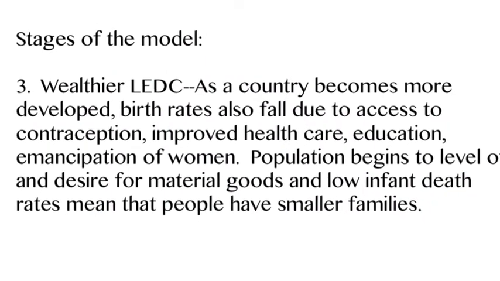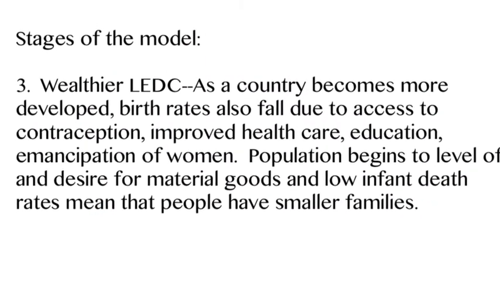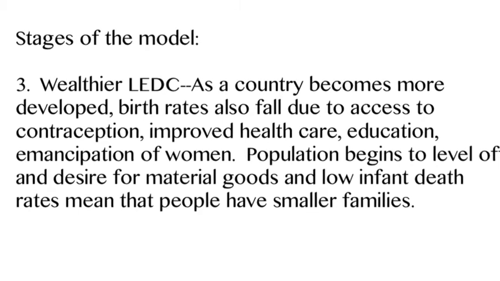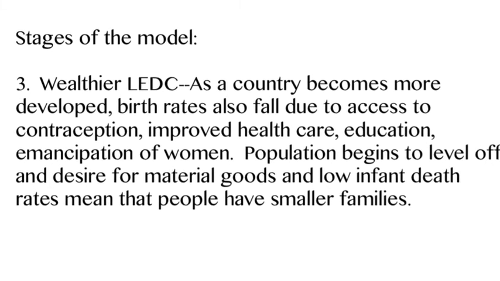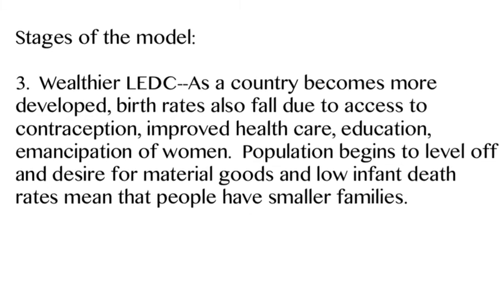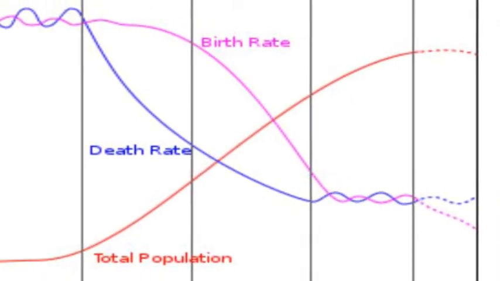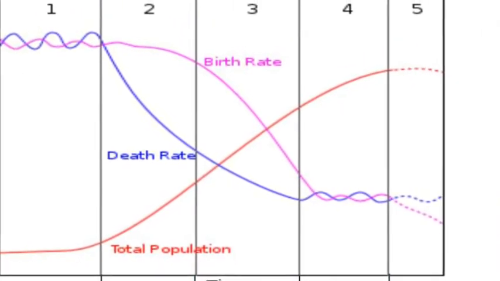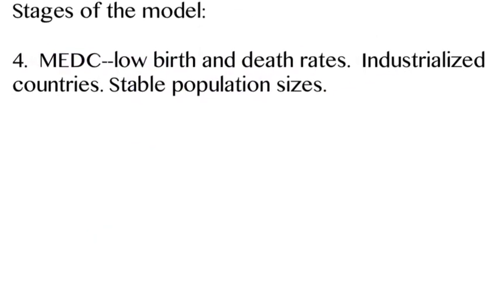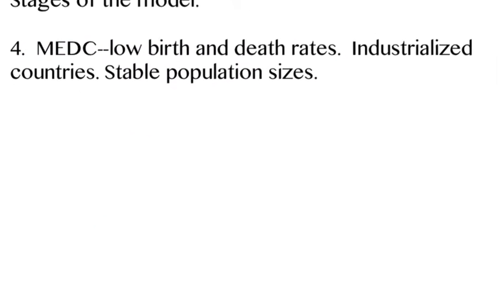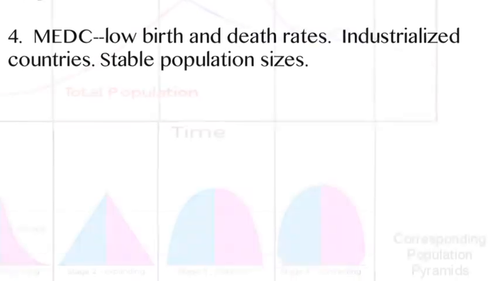Now we get to this real transition stage, and this is a wealthy LEDC. They're not an MEDC yet, but they're wealthier. And basically what happens now is because people are living longer, we have all these cultural factors kick in, like education and women's rights, and our population is still going up, but the birth rate's starting to drop, the death rate's already dropped, and that makes the population start to even out towards the end.